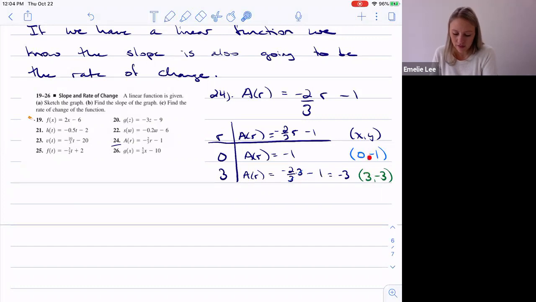So when I'm sketching this, I need to figure out what my axes are. On my x-axis, the points that I've found go from 0 to 3. So I need to have at least 3 units on the x-axis to show my graph. And then on the y-axis, I need to be able to go from at least negative 1 to negative 3.